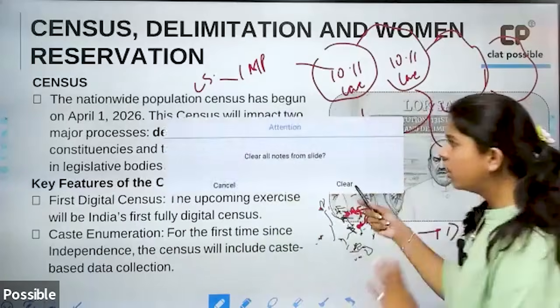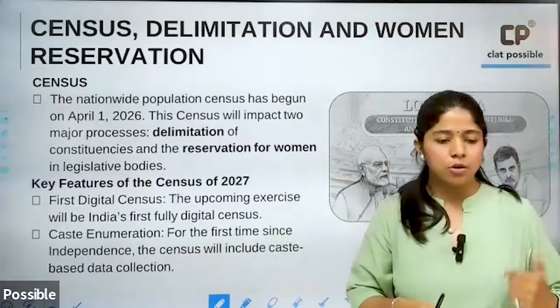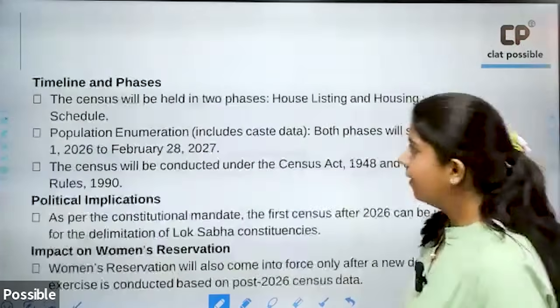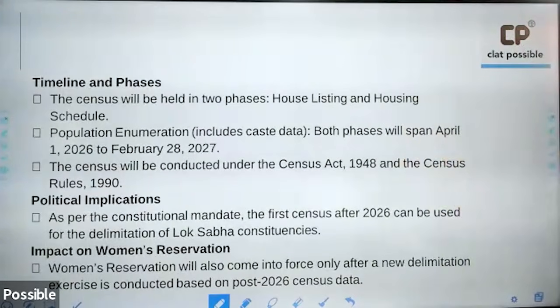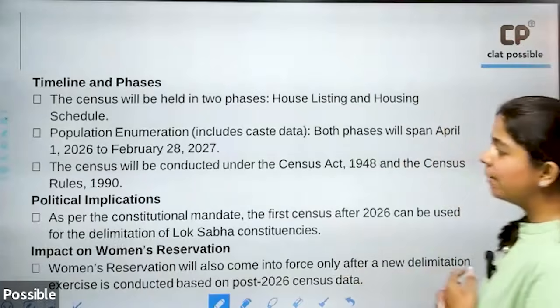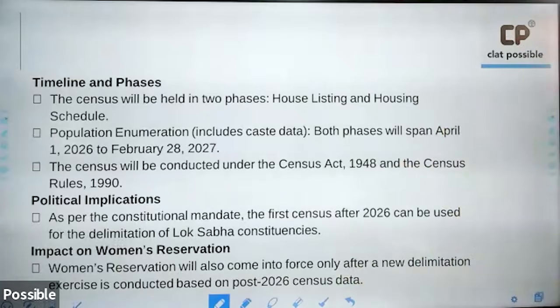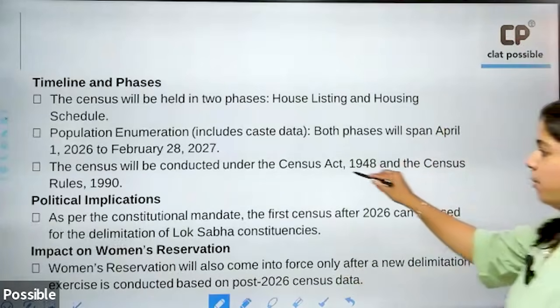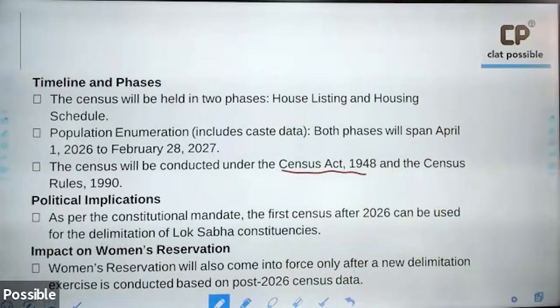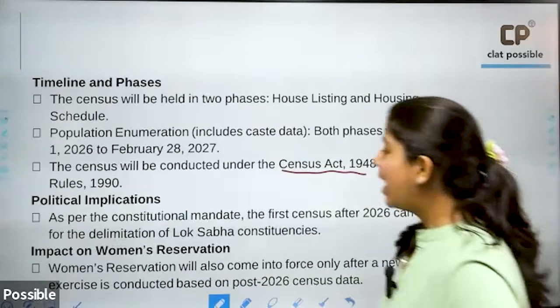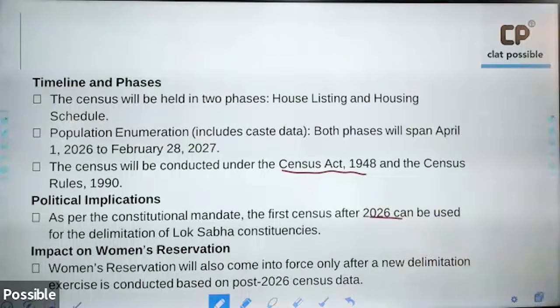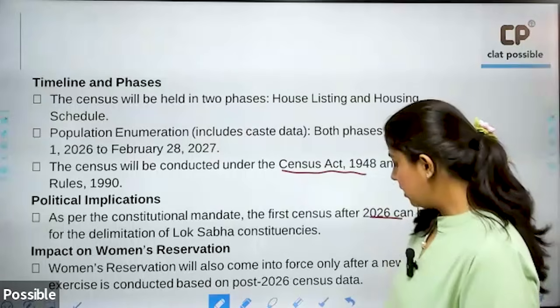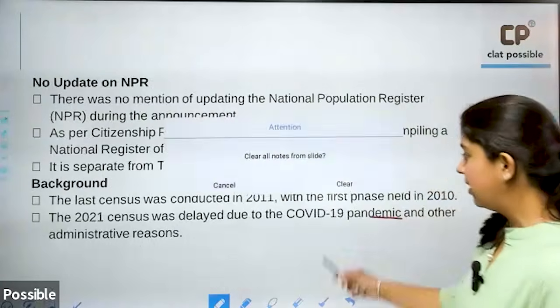That was the long and short of everything related to census, delimitation and women reservation. The census will be held in two phases: house listing and house schedule. Population enumeration will take place from 1st of April 2026 till 28th of February 2027. It will be conducted as per the provisions of the Census Act 1948 and Census Rules 1990. As per the constitutional mandate, the first census after 2026 can be used for delimitation. Impact on women reservation: women reservation will come into force after we get the census data.